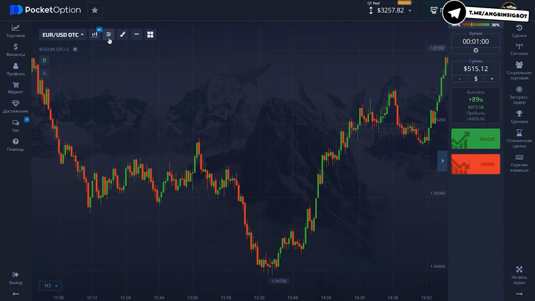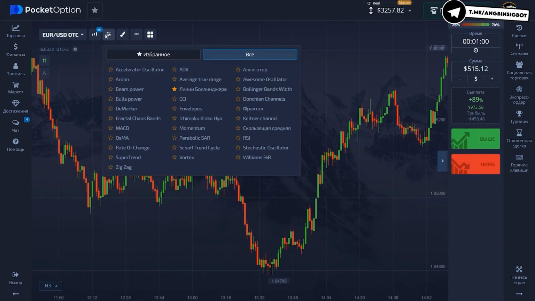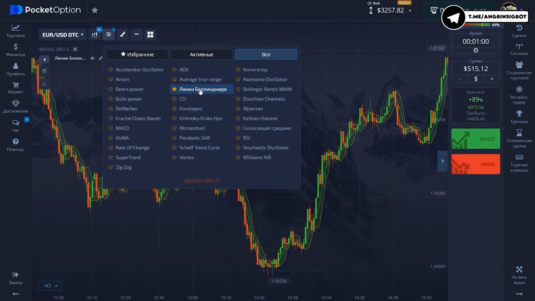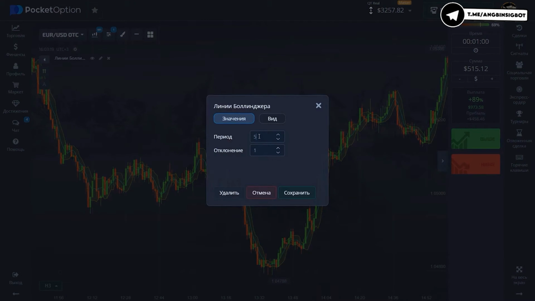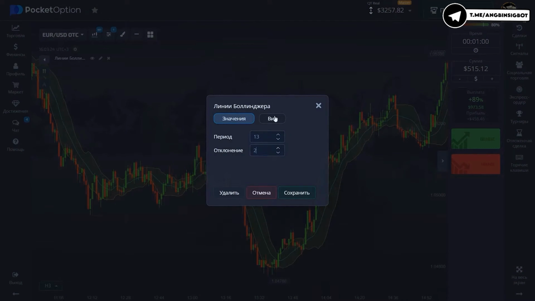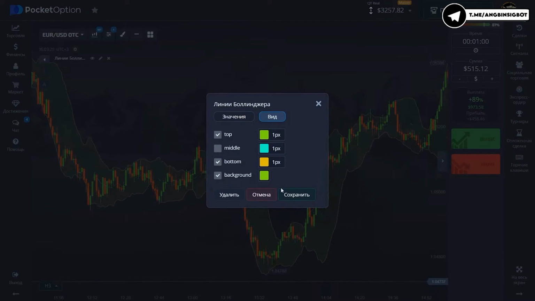To trade using this strategy, we only need one indicator. Let's go to the Indicators tab, select the Bollinger Lines. We click on the pencil icon, as the default settings simply do not suit us. We select a period of 13 and a deviation of 2. Next, we go to the View tab, where we disable the moving average.